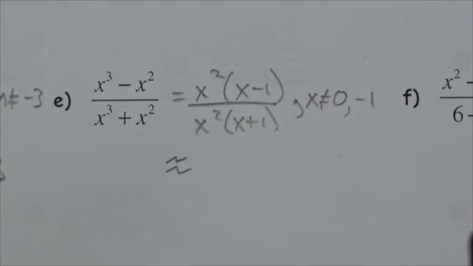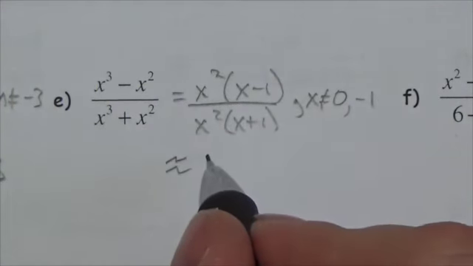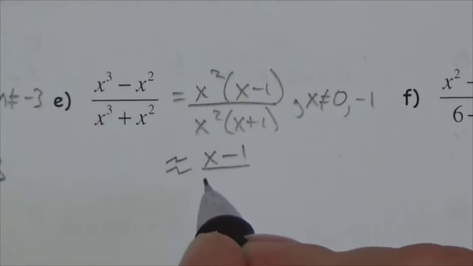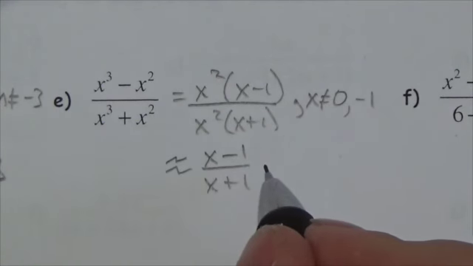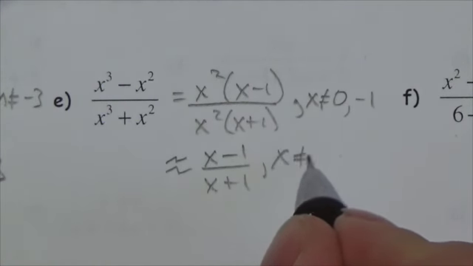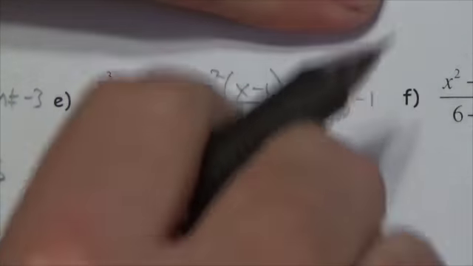This will be equivalent to, remember, the x squared divided by x squared will cancel. That'll be equivalent to x minus 1, x plus 1. But these are not equal until I state the non-permissible that I got rid of specifically. And the one that I got rid of is x cannot equal 0. Now I can state that they're equal.